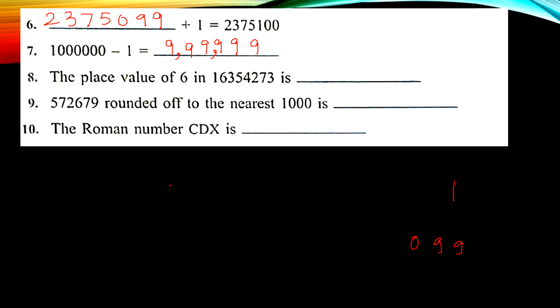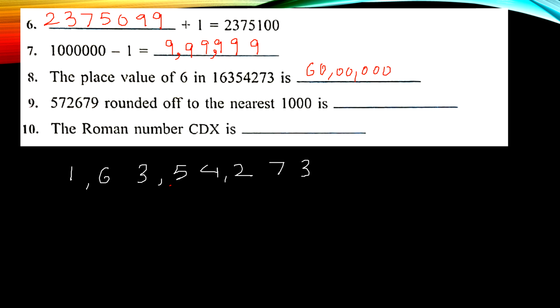Okay, now let us first write the number in here. 1635427. If you put commas as per the Indian number system, you will see 6 is in the lakhs period and the place is 10 lakhs. So in the Indian system, the answer here will be 60 lakhs. Okay, this is as per the Indian system.